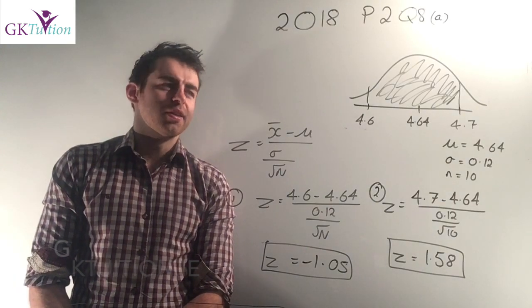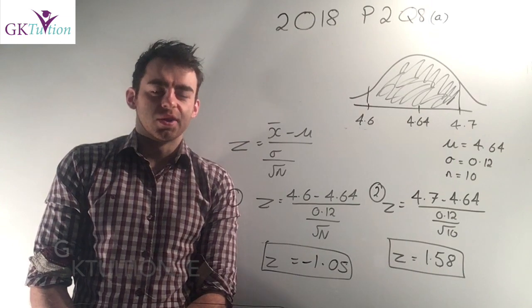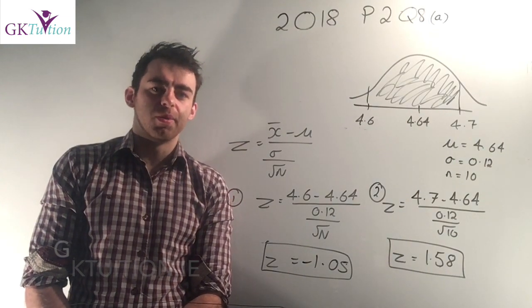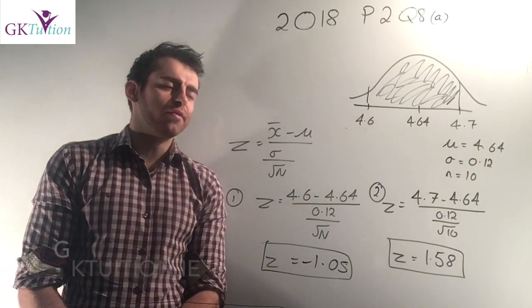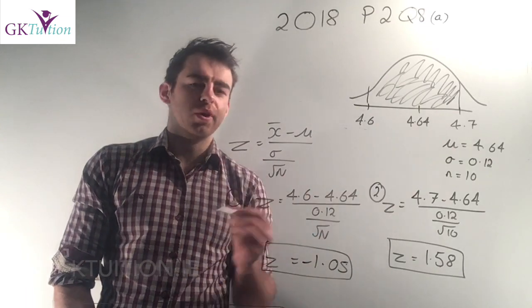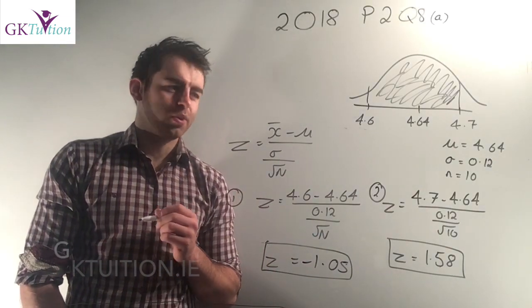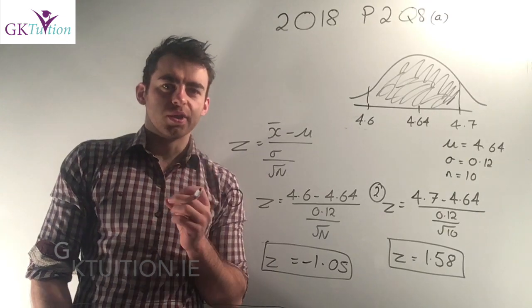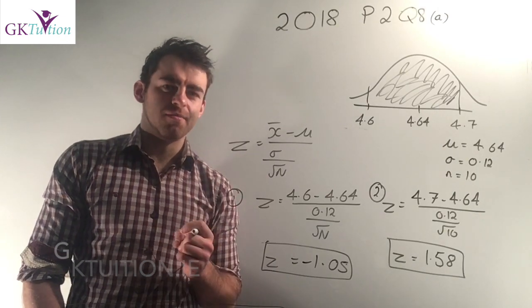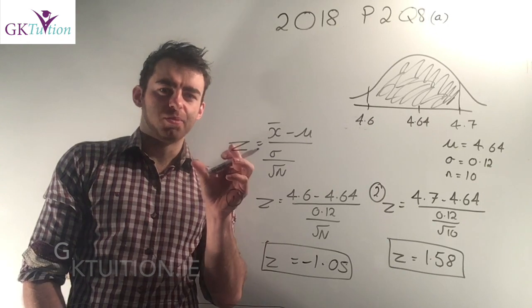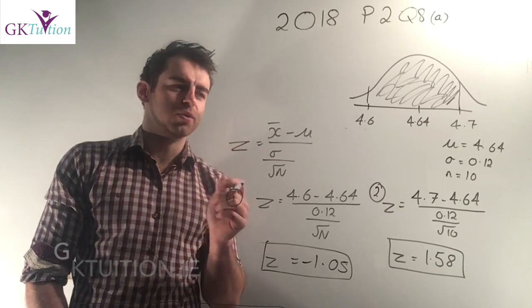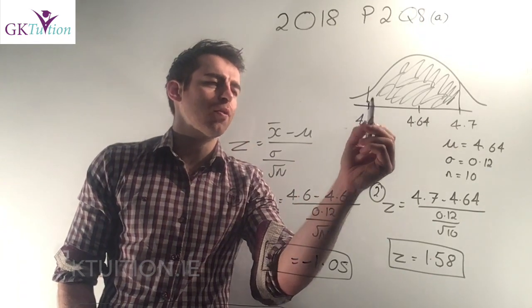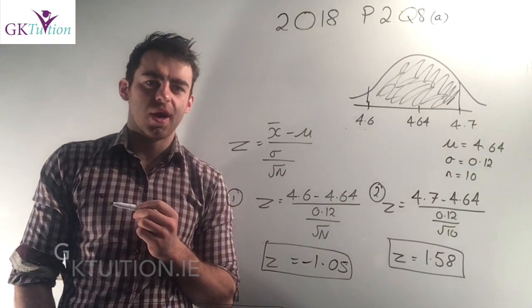In the first part of this question, we're told that there's a company that is designing a new chocolate bar, and the average weight of this chocolate bar is going to be 4.64 grams, with a standard deviation of 0.12 grams. So we're told that if we take a sample of 10 bars, what is the probability that the average weight of those 10 bars will lie between 4.6 and 4.7 grams?